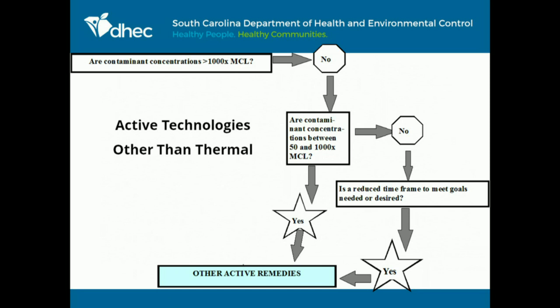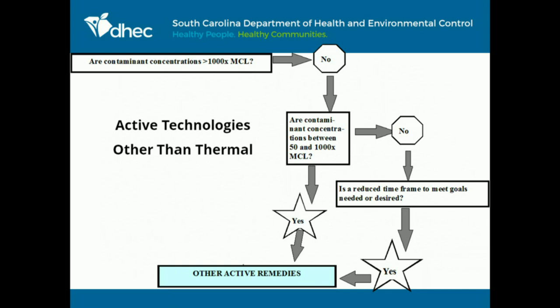And I believe this is on page 8, I hope. Are contaminant concentrations above 1,000 times the MCL? No. Are they between 50 and 1,000 times the MCL? If you go straight down the middle, it takes you to yes, and that takes you to other active remedies. If the constituent concentrations are not between 50 and 1,000 and they're not over 1,000, do you want a reduced time frame? If yes, then we're going to other active remedies.